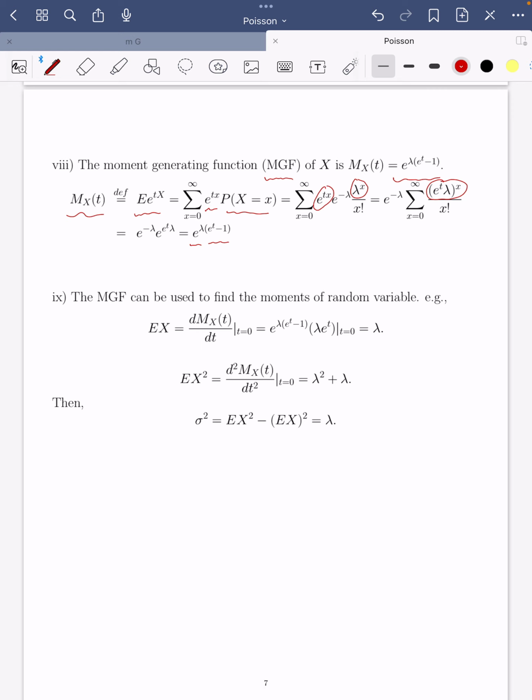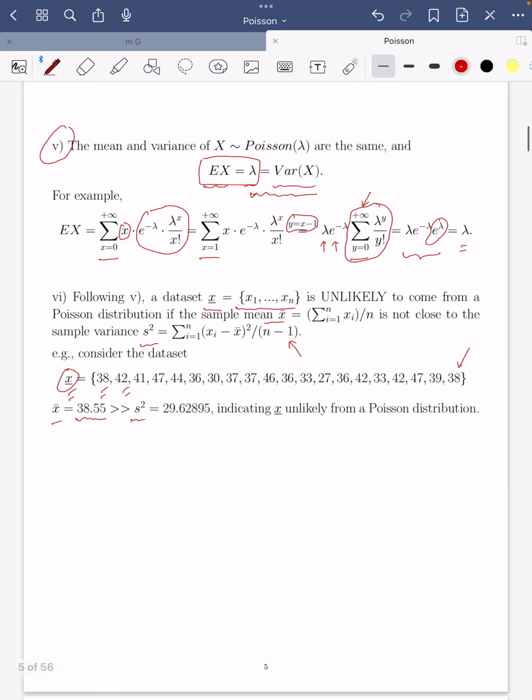The moment generating function can be used to find the moments of the random variable. So for example, if you want to calculate the first moment, the expectation of x, this will be equal to the moment generating function, and then we take the derivative, and then we evaluate at t equal to 0. Which means that we take the derivative of this function, and then we plug in t equal to 0, and then we get lambda. So this result is consistent with our result here.